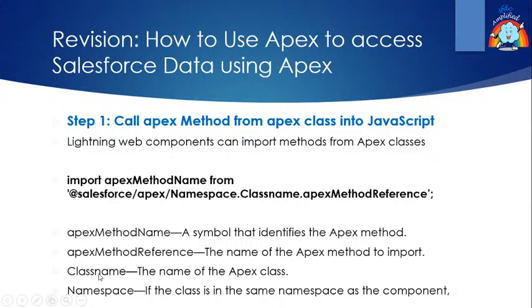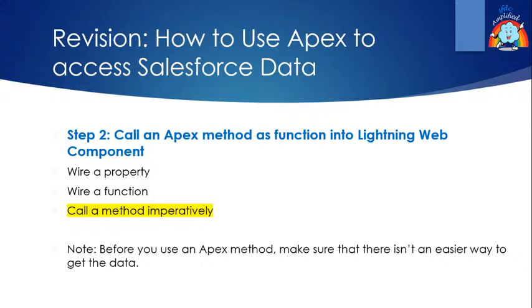So if the same namespace is there, then we don't need to do it, otherwise we need to do it. And the second step is to call an Apex method as a function. So we do it via a property or via a function, or call a method imperatively.